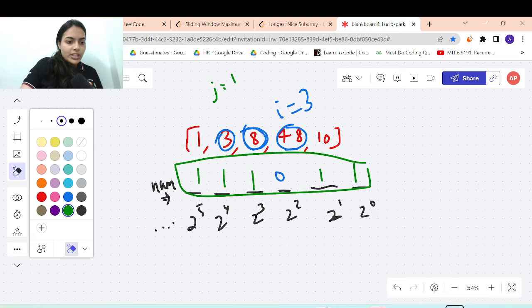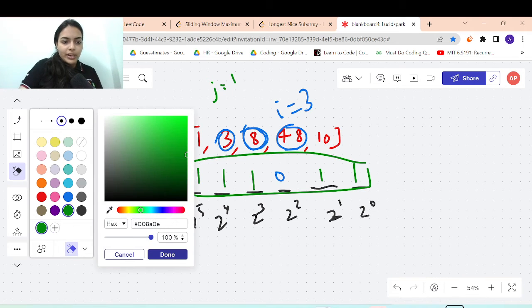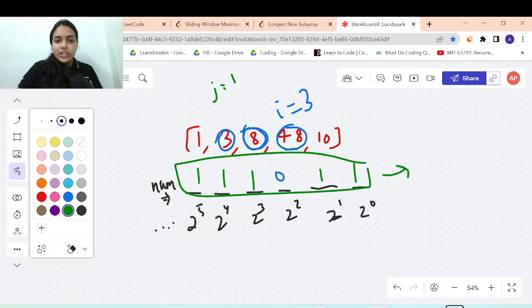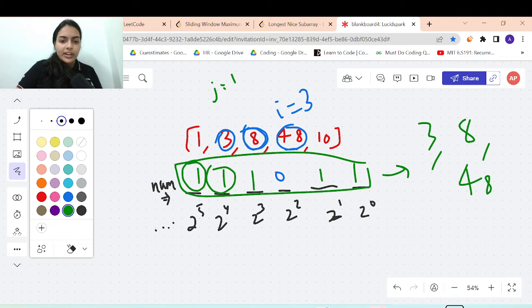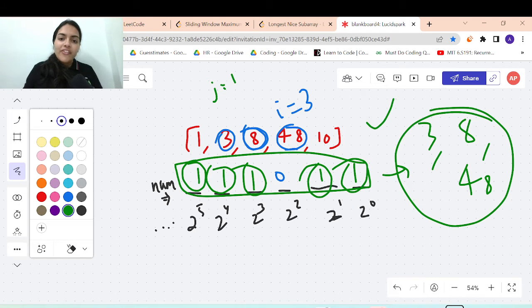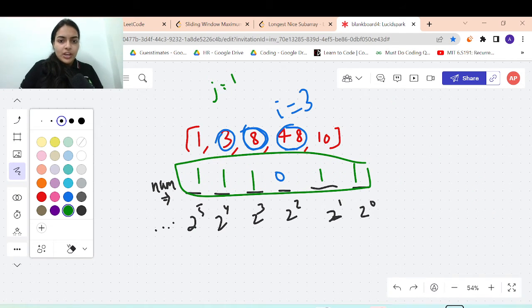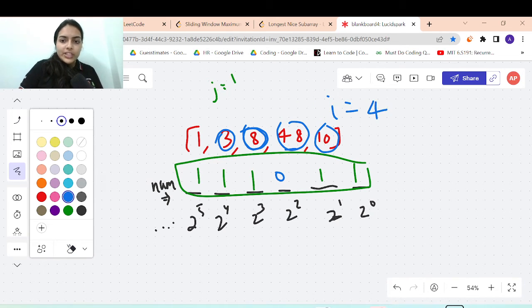Okay, so now this number includes the set bits of 3, set bits of 8, set bits of 48. Okay, these are the set bits of 48, these are the set bits of 8, these are the set bits of 3. This number includes the set bits of everything. This is a very awesome number. Okay, so now let's continue forward. Now we go to i equal to 4. When we go to i equal to 4, we see the number 10.